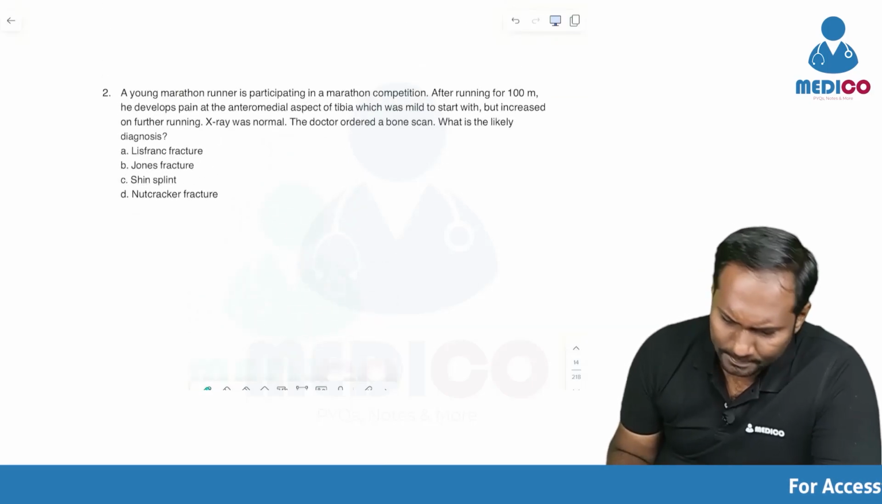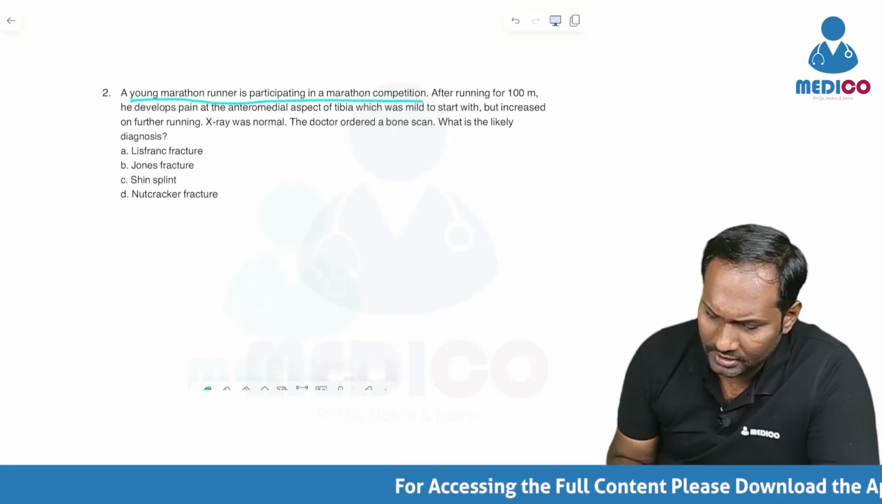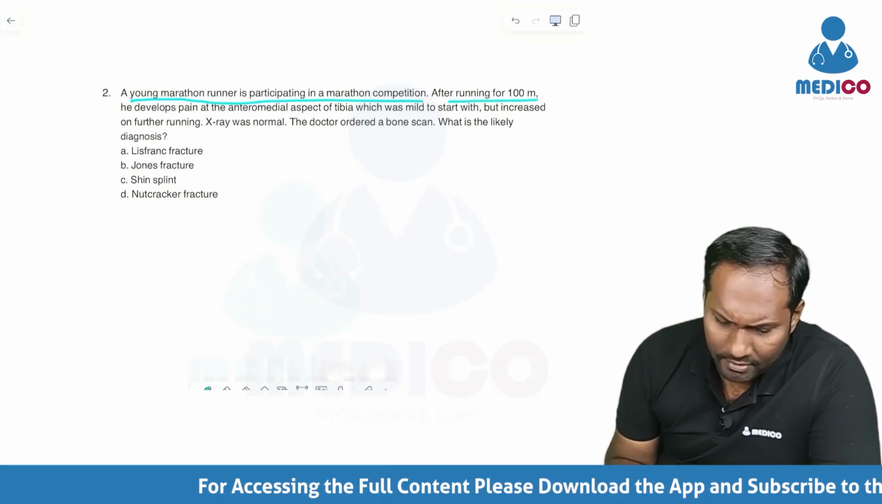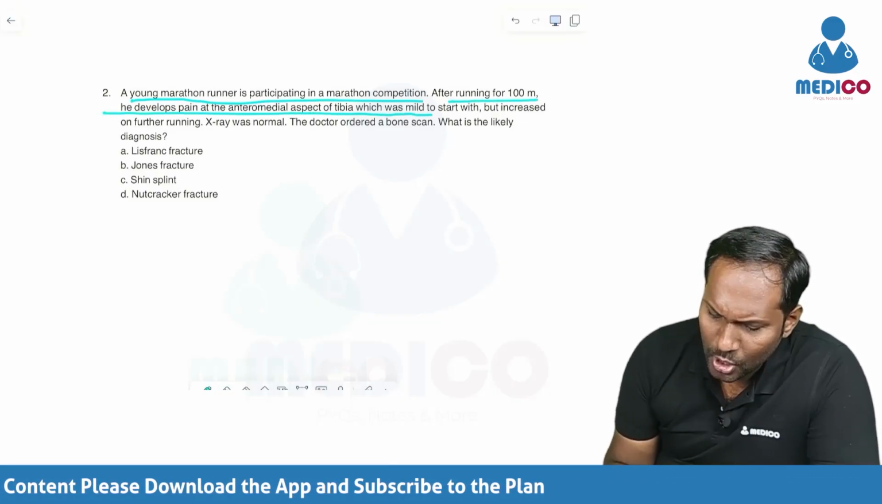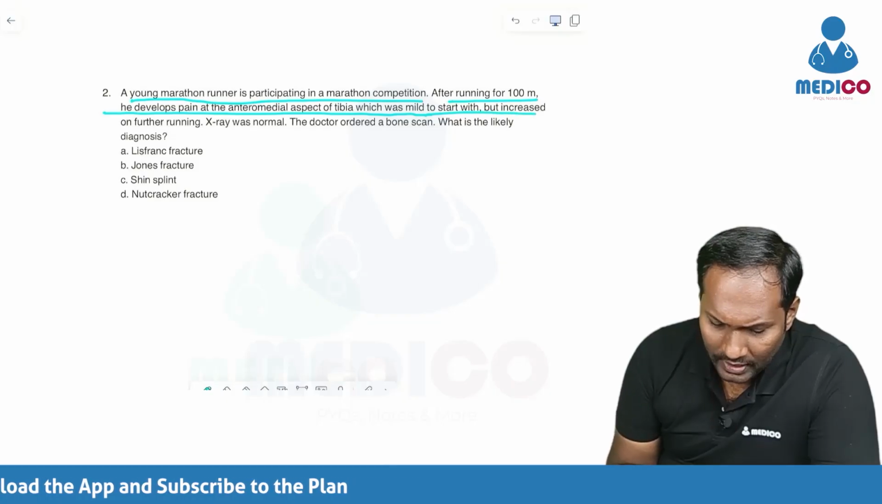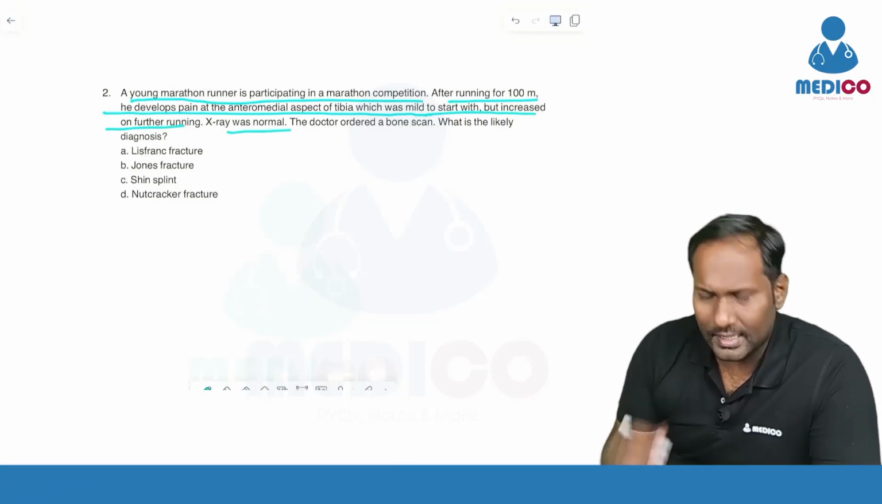Now let us solve this question. A young marathon runner is participating in a marathon competition. After running for about 100 meters, he develops pain at the anteromedial aspect of tibia, which was mild to start with but increased on further running. X-ray was abnormal. Here let's solve.